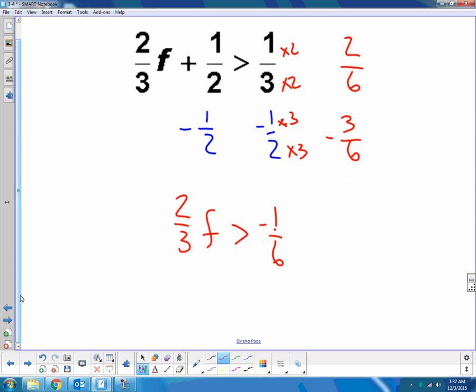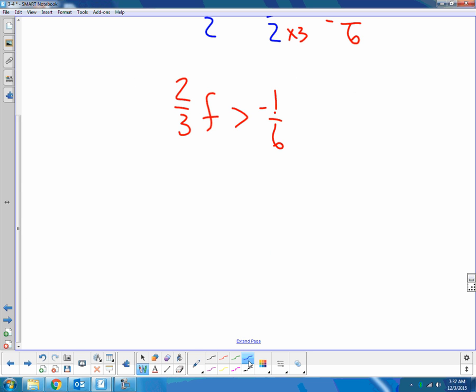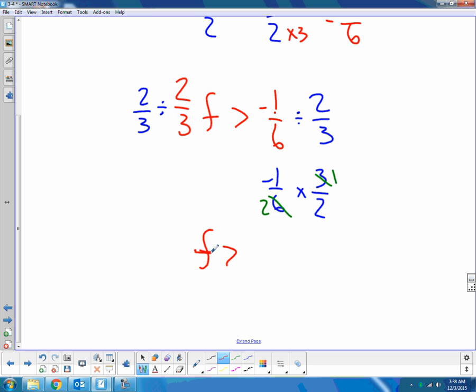And then if I solve it further, I can do it in a variety of ways. I'm just going to go ahead and divide both sides by 2/3, because it's 2/3 times f divided by 2/3. If I take the reciprocal and multiply by the reciprocal, I can do a little bit of cross simplifying here. You certainly don't have to. You have to reduce eventually. But if I do negative 1 times 1, I get that f is greater than negative 1. And if I do 2 times 2, I get negative 1/4.